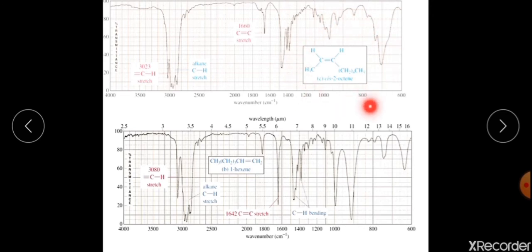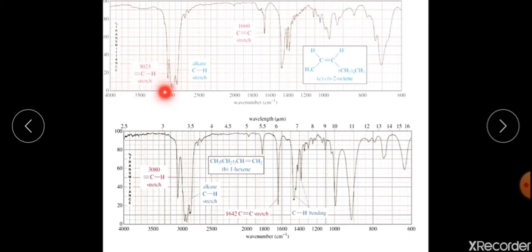For example, this is a particular IR spectrum of cis-2-octene, and this one is 1-hexene. In the case of this one, the 1660 centimeter inverse peak is because of the carbon-carbon double bond stretching vibration. In the case of alkenes, the CH stretching vibration is here. And this one is because of the olefinic carbon of the double bond, which is sp2 hybridized, and when this carbon is connected to hydrogen, it will have a stretching vibration.